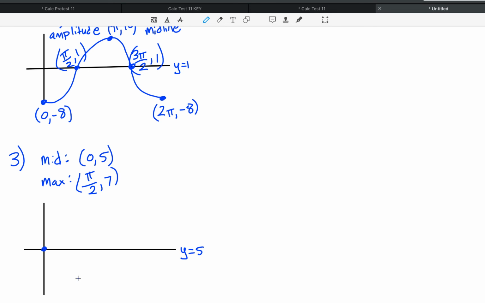So from here, I also have a maximum. Maximum means I'm above, not below. This is a minimum. So I'm going to come up here and say, sure, that point represents my maximum. And that is pi over 2, 7. I'm just going to do an arrow because I'm nice and lazy. And then we go ahead and graph.